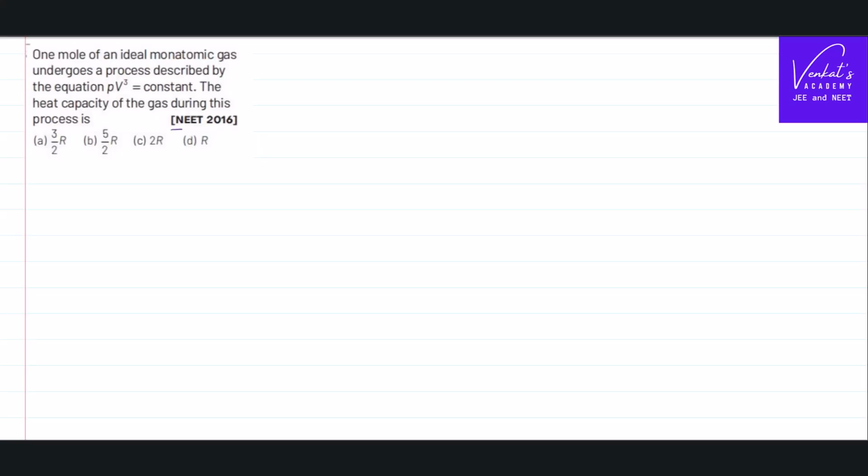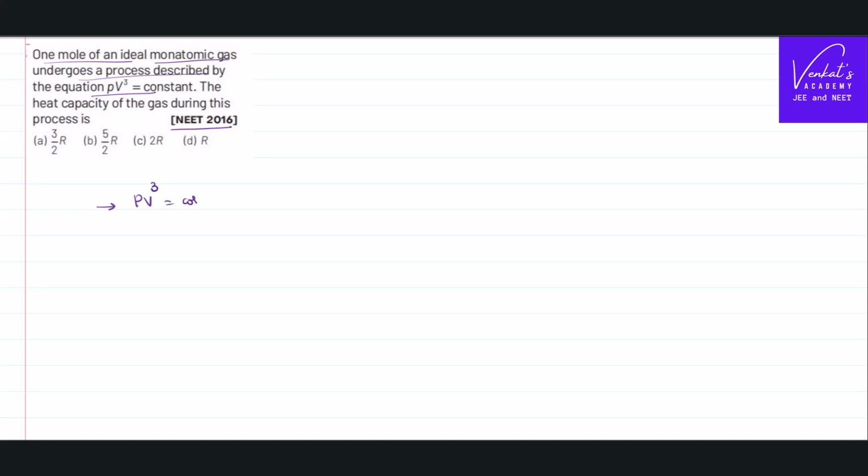This is the NEET 2016 question in kinetic theory of gases. It says 1 mole of an ideal monoatomic gas undergoes a process described by PV^3 equal to constant. So you need to understand this thing first carefully. PV^3 equal to constant.